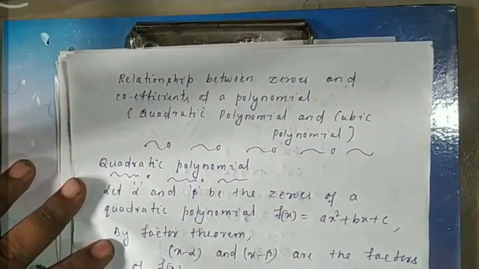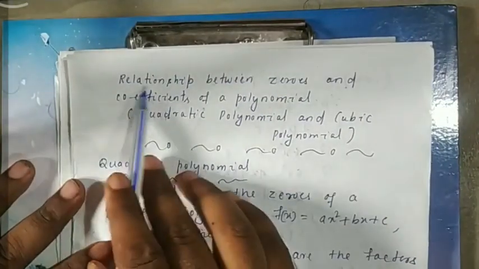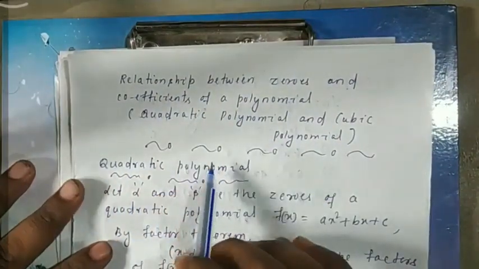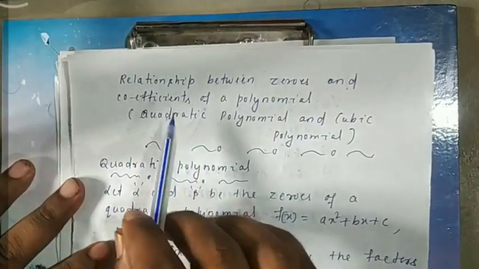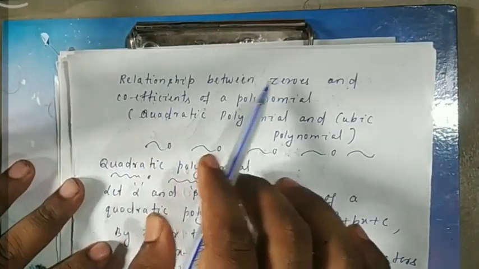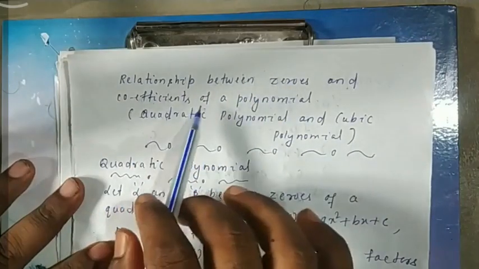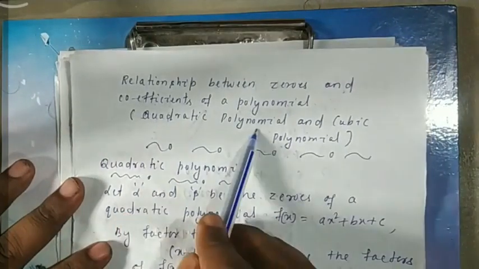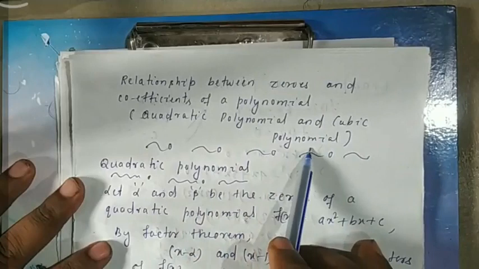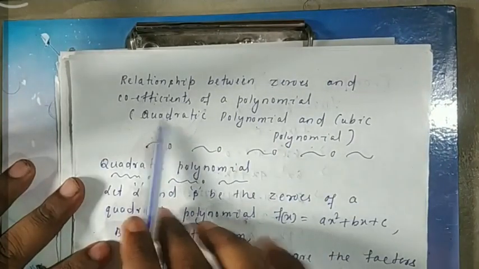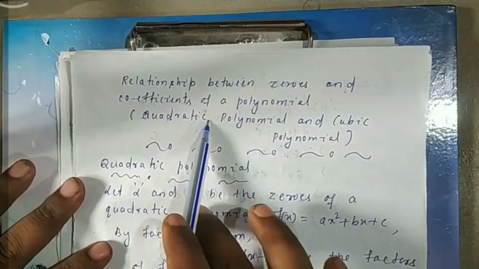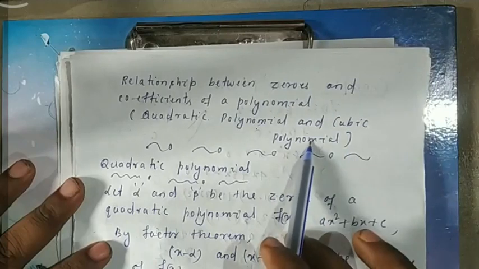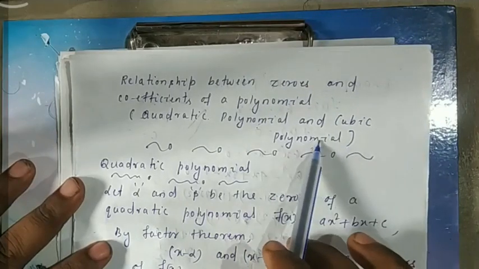Now students, I am going to explain the relationship between the zeros and the coefficients of a polynomial. Here I will explain both the quadratic polynomial and the cubic polynomial: the relationship between the zeros of a quadratic polynomial and their coefficients, and the relationship between the zeros of a cubic polynomial and their coefficients.